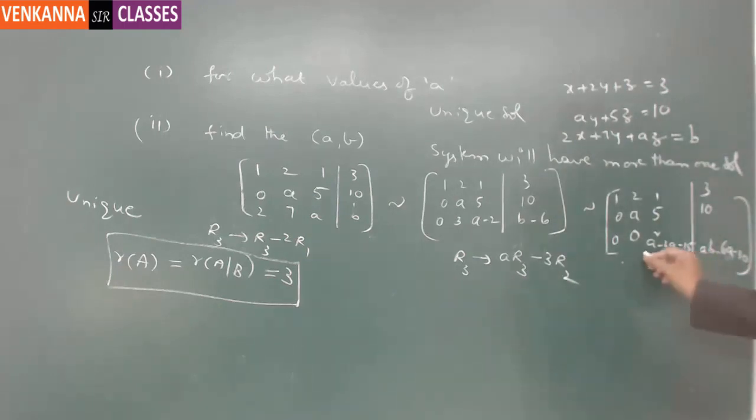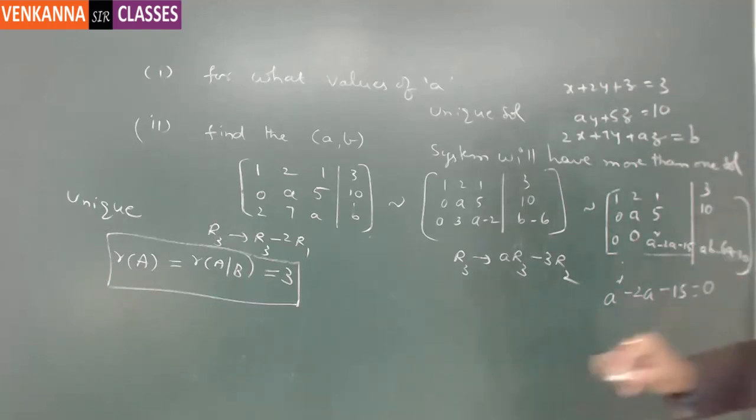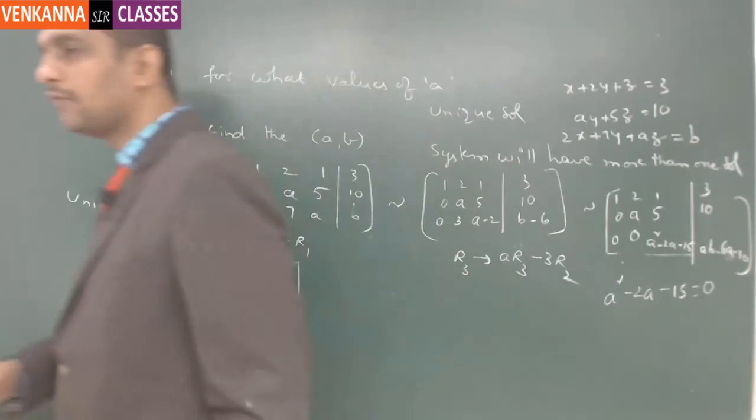So if you make this value equal to 0, a square minus 2a minus 15 equal to 0, you can factorize this. So what are the values of a then, if you factorize that?